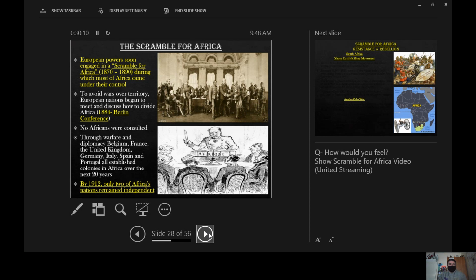Through warfare and diplomacy, Belgium, France, the United Kingdom, Germany, Italy, Spain, and Portugal all established colonies in Africa over the next 20 years. By 1912, only 2 of Africa's nations remained independent: Ethiopia, which was already a Christian nation and was able to escape outright colonization, and Liberia, which sort of was an American colony. We'll talk about Liberia and its history tomorrow, because it's really messed up.